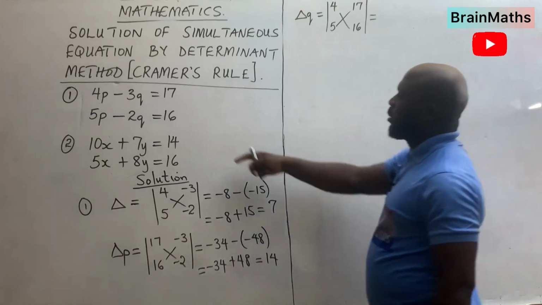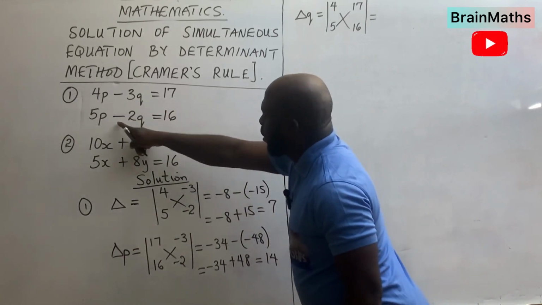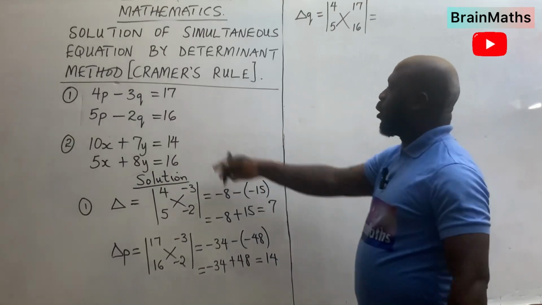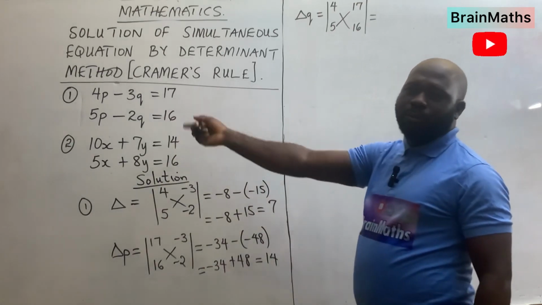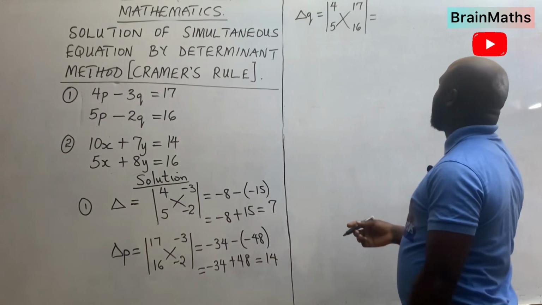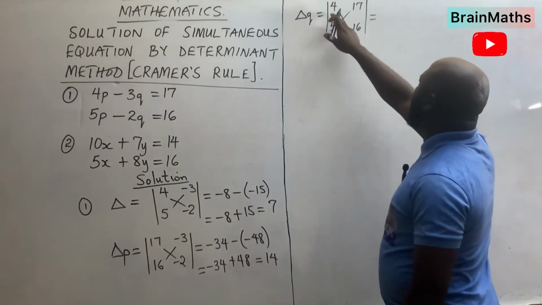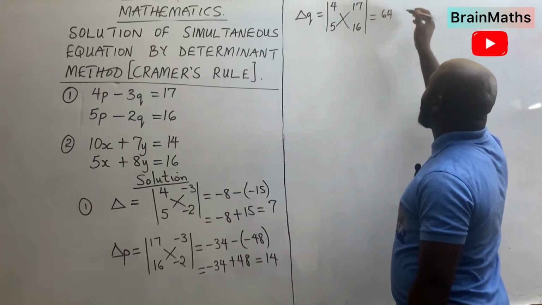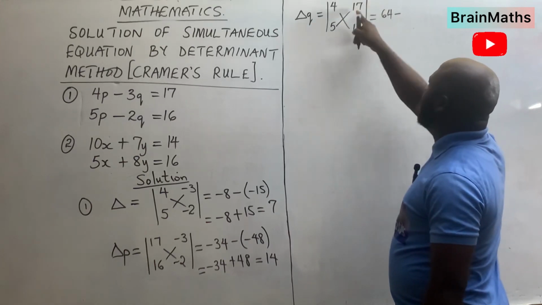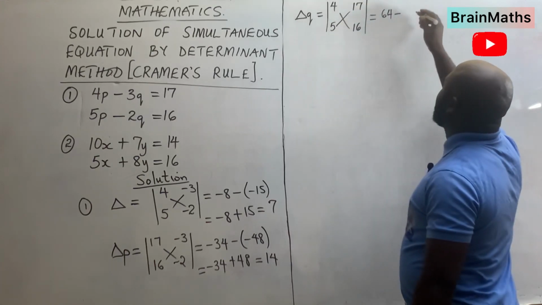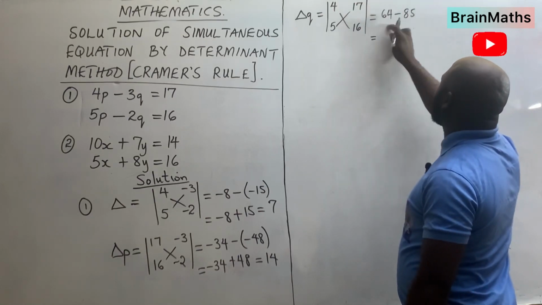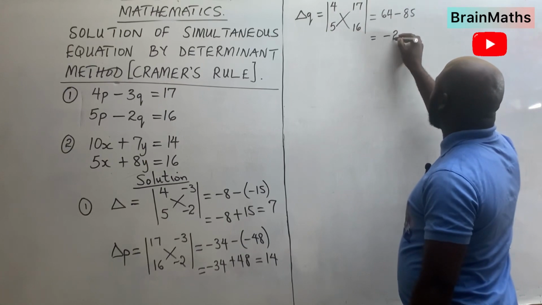That is because these values here are the owners of the negative signs, while the ones replacing them are positive. So we don't need to introduce the negative signs again. So we have 4 times 16, that's going to give us 64, minus 5 times 17, that is 85. And when you solve this out, we're going to have minus 21.